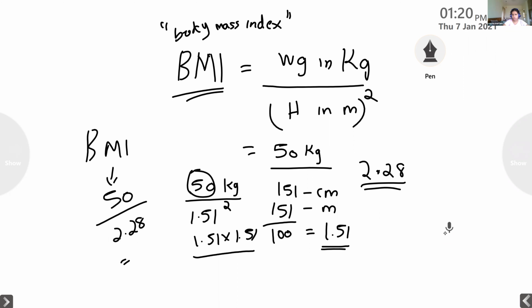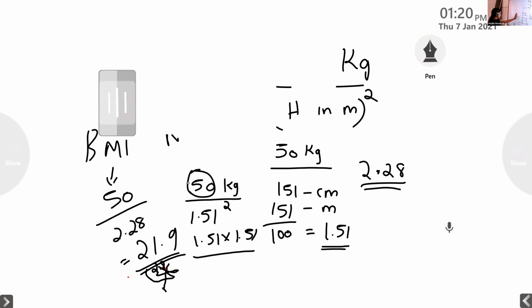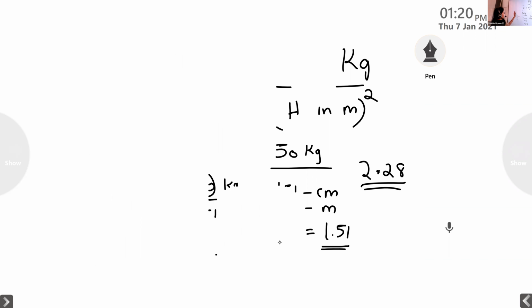Ma'am, it's like 21 point. Good. 21.9 or 22. 21.9, that's enough. So it's a normal BMI. From 18.5 to 24.9, it's normal. Okay. Is it clear? BMI is very important for your plus 2 also.